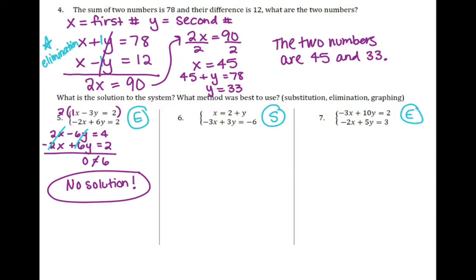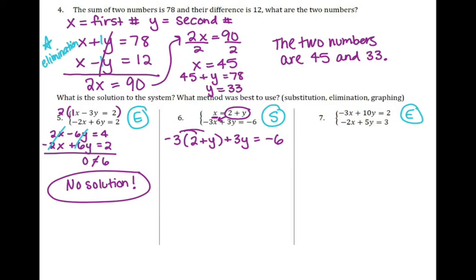For number 6, I'm going to do substitution, and the reason I chose substitution is because I have an isolated variable. I have x by itself. So I have x equals 2 plus y. What I can do is literally substitute one equation into the other. So I'm going to rewrite my second equation, but as I'm doing that, instead of x, I'm going to replace it with 2 plus y. What I'm trying to do is get it down to one equation with one variable, since we know how to solve those.